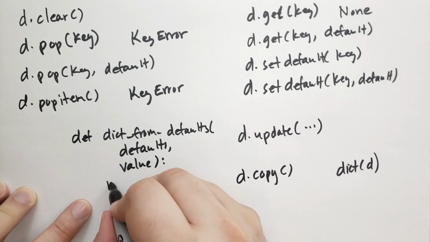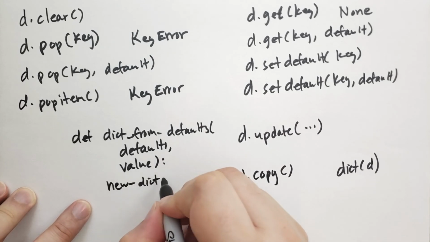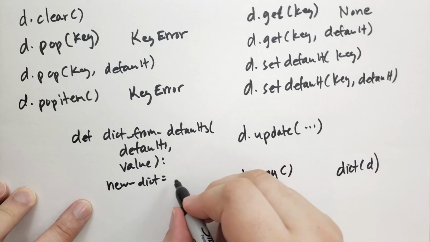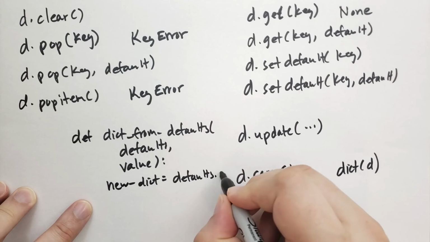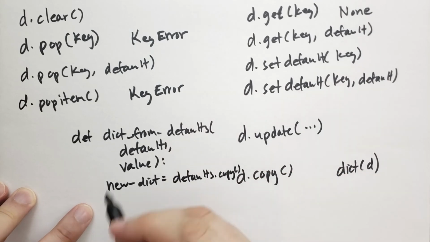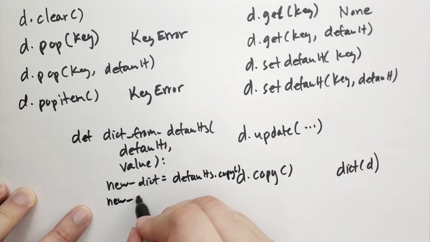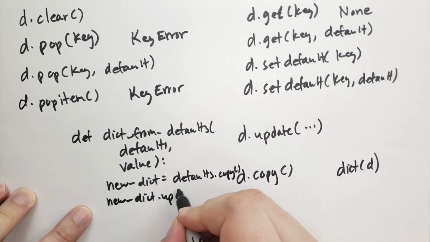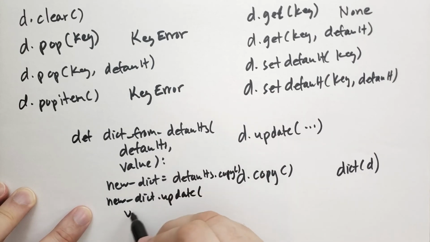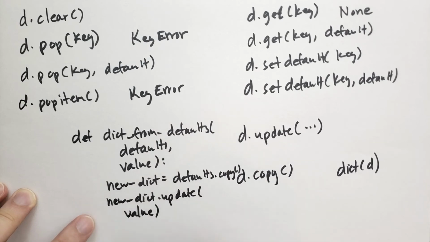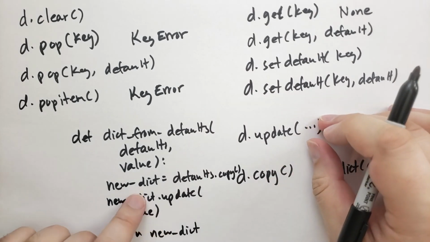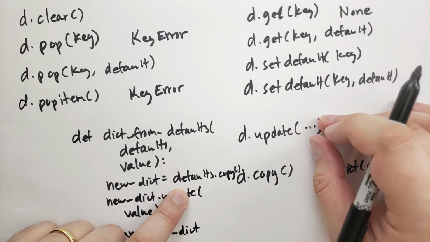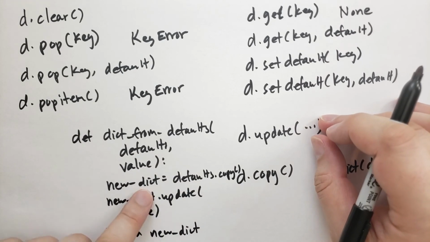So we're going to create a new dictionary from the defaults. We have to copy that, obviously. So we're going to go defaults.copy. I'm running out of room here. And then we're going to update with the values that we passed in. And then finally, we'll return that new dictionary. So if the values weren't specified, the dictionary is going to have the defaults copied from the default dictionary. If they were specified, it'll override the defaults.